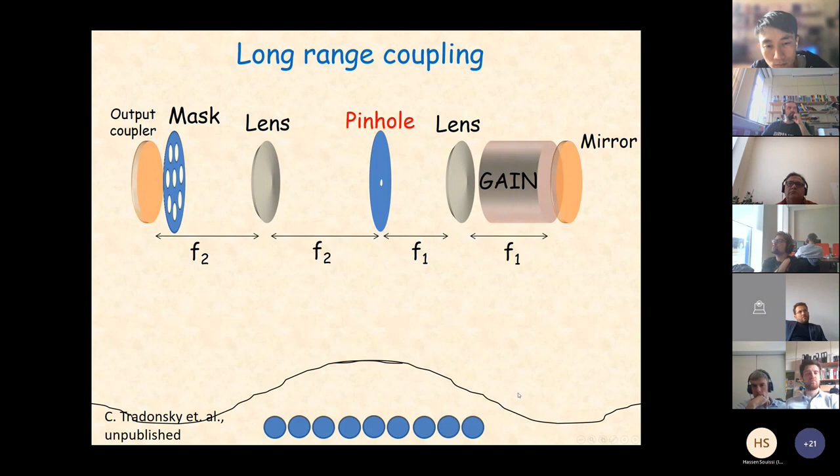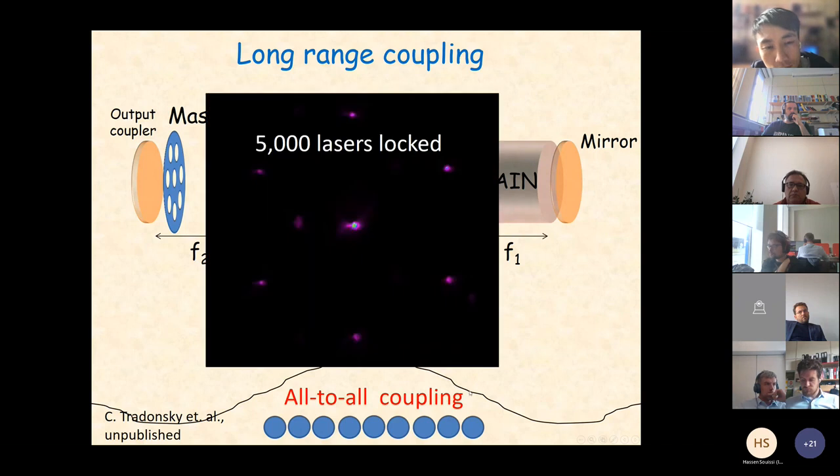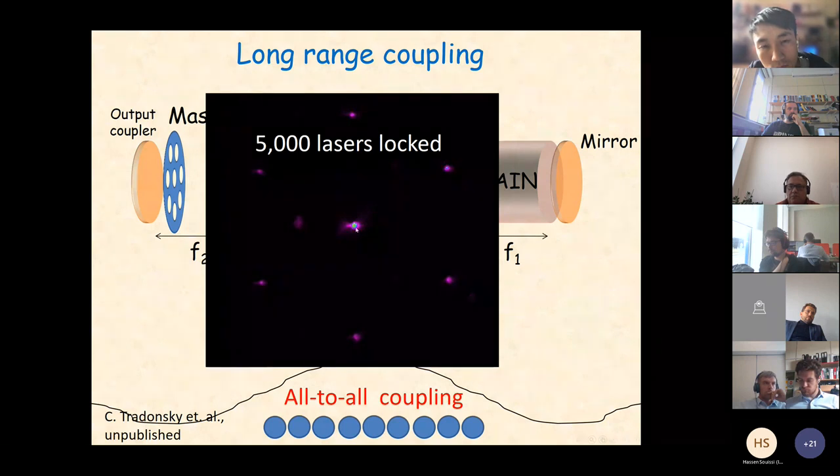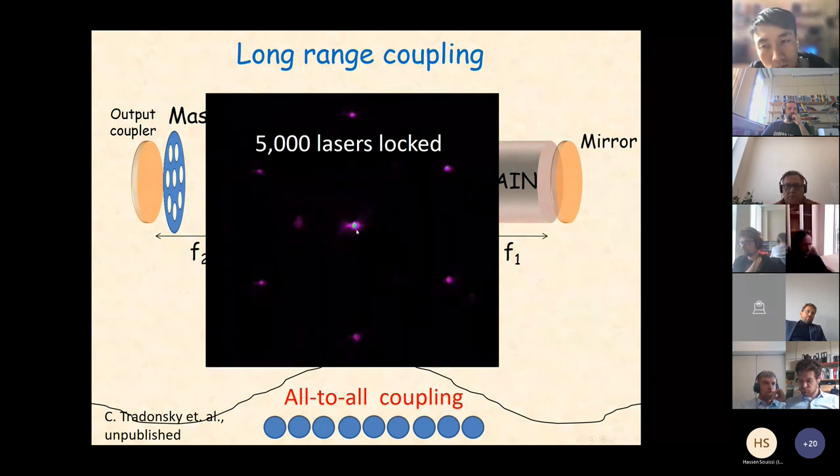So we have all-to-all coupling, and indeed all-to-all coupling, as you probably know, is very good for phase locking, much better than nearest neighbor, because all the lasers can interact together with the phase, and this is indeed our best result so far. So remember, if you calculate the area here divided by the original area, or if you want the distance to the edge of the Brillouin zone, this actually gives you a quantitative measurement of how many lasers are phase locked, and here we have more than 5,000. Okay?